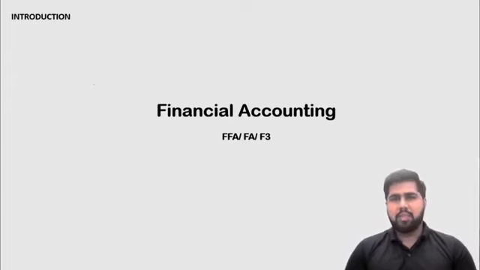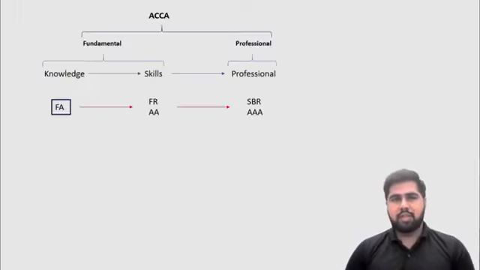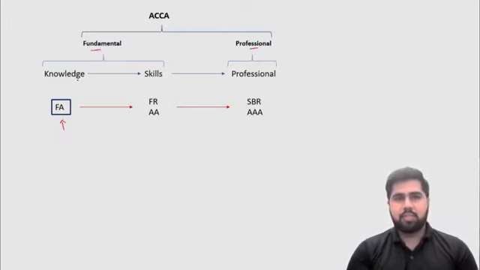What I want to tell you at this stage is that if you look at the structure of ACCA, financial accounting is a knowledge level paper, right? You basically have two levels mainly: your fundamental level and your professional level. The fundamental level is broken down into the knowledge and the skills level.